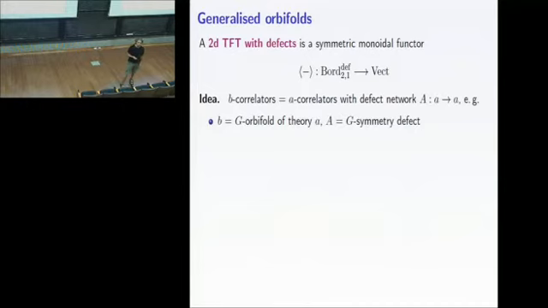Part of the reason for the name is that ordinary orbifolds are of this kind, where now A is some theory that comes with an action of a symmetry group G, and there's a natural way to encode the symmetry group as a defect, as a topological defect. And then the theory B is simply the ordinary G orbifold of that theory, if you can perform the orbifold.